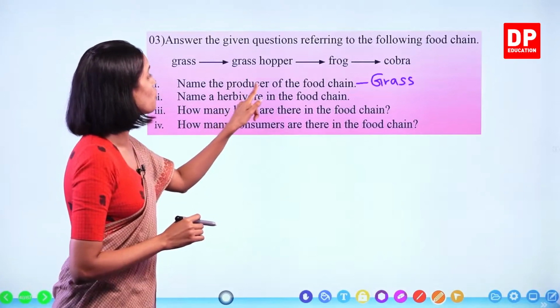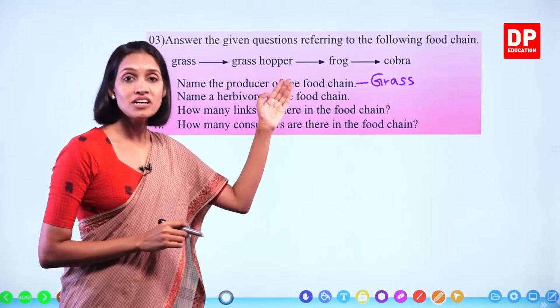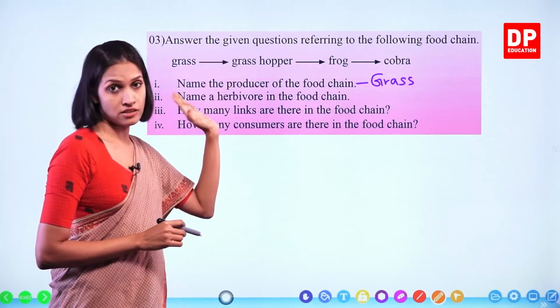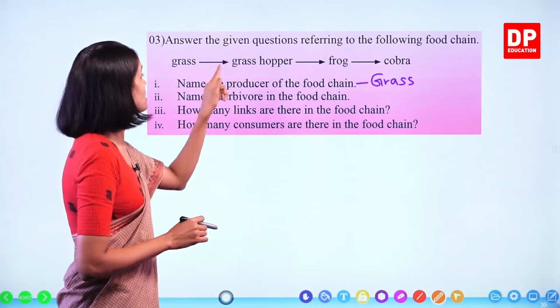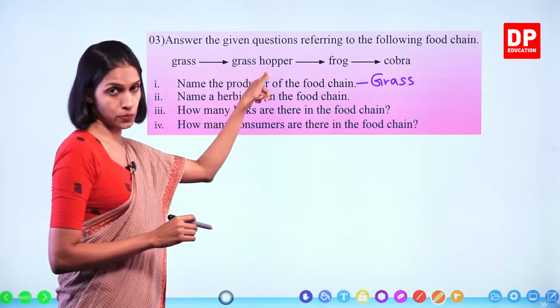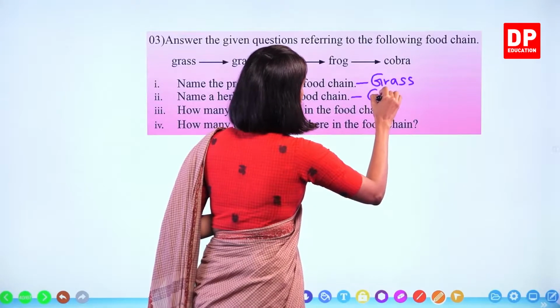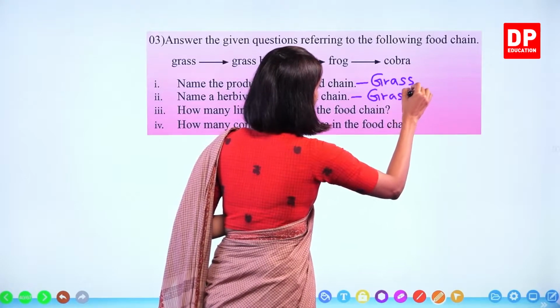Name a herbivore in the food chain. A herbivore always has to be the second link or the first consumer. Therefore, the grasshopper. Okay? Grasshopper.